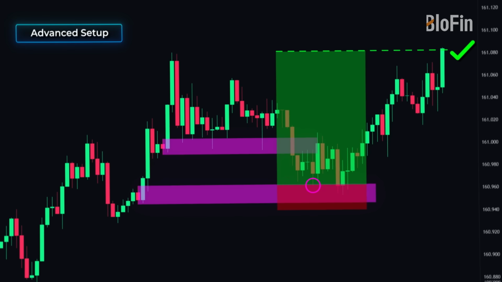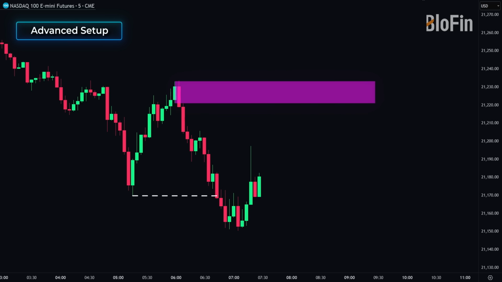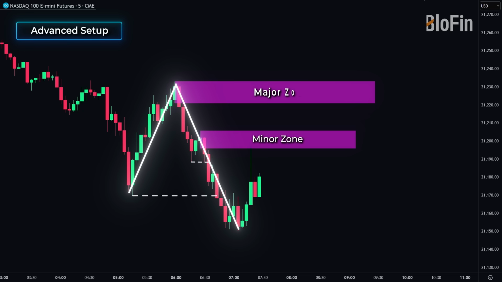So let's look at another example. In this chart, we can see that price is forming lower highs and lower lows, clearly showing a downtrend structure. There are also multiple break of structures that could be identified, but we'll focus on the most recent one, which is right here. From that break, we take the initial move that led to it and draw our supply zone. Looking closer, we can also spot another break of structure that came from a smaller price swing. This lets us draw a second supply zone, and since it was formed from a smaller move, we classify it as a minor supply zone. In contrast, the zone above was formed from a larger price swing, which makes it a major supply zone.